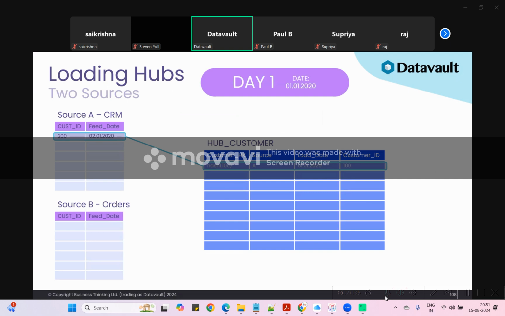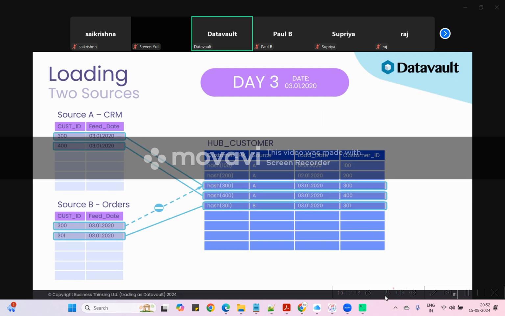Now, this works also with 2 sources. Basically, you get a table lock. So here we have customer 100 on day 1. That feeds in from source A. We haven't seen that before, so we load the hub. Day 2, we're told about customer 200 from A, so that loads in. But source B is telling us about 100, but we already have seen that record, so we ignore that in the hub. So it's basically the same pattern again.